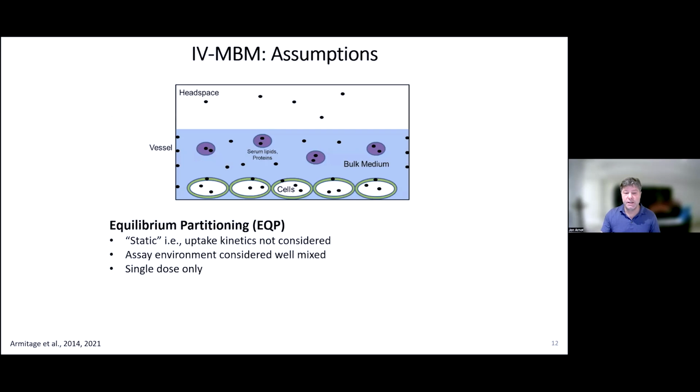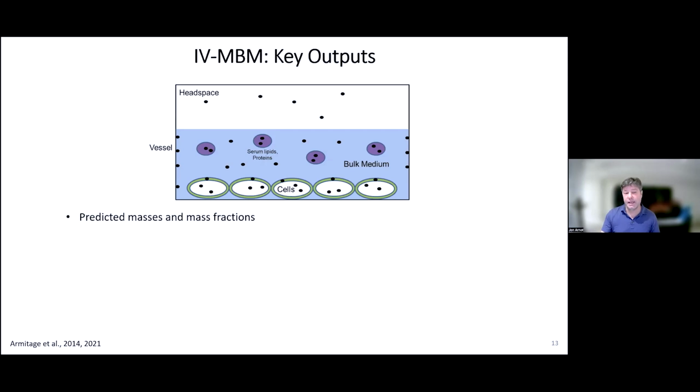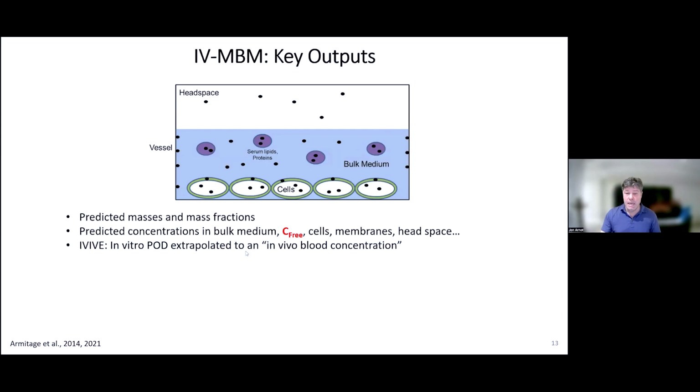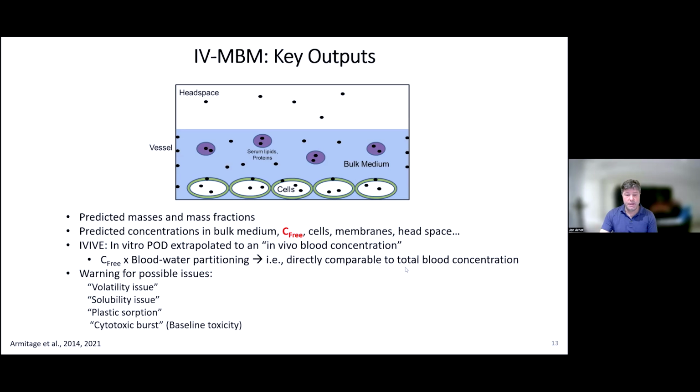All right, so what we can do then with the simple EQP model is calculate the distribution of a chemical within a bioassay. We can predict the chemical mass and mass fractions. And importantly, we can look at concentrations in the dissolved phase, as well as cells, membranes, headspace, etc. And we can then extrapolate these data. So we can calculate the freely dissolved concentration and use blood water partitioning to calculate total blood concentrations.